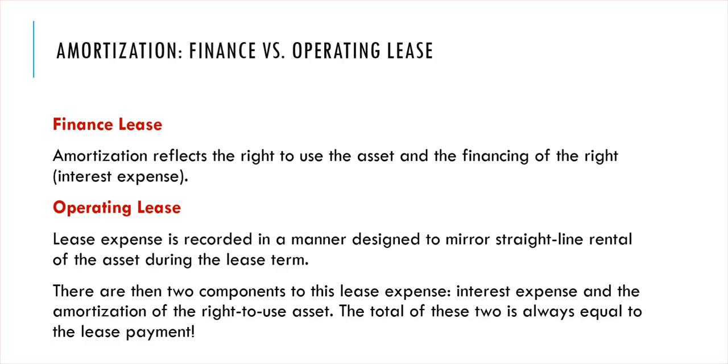So in a finance lease, the amortization reflects the right to use the asset, and the financing of the right to use that shows up in interest expense. And in an operating lease, what you're trying to do is get the total lease expense to mirror what it would have been if it was a straight line or a rental. If you were actually having a rental expense, it is equal to the payments.